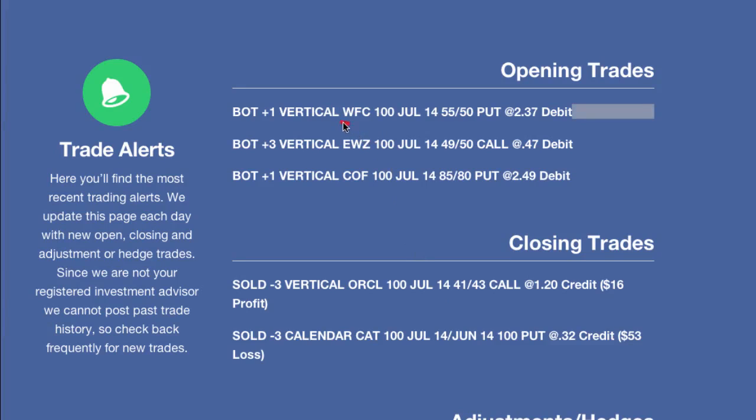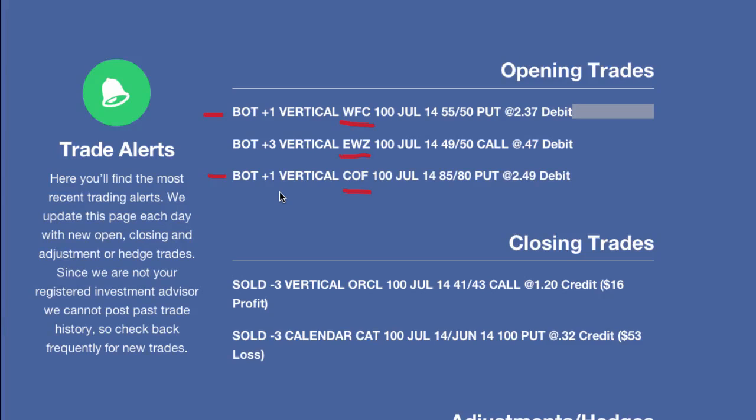So a lot of these trades today, WFC, EWZ, and COF, these are all very much the same style of trade. I mean, they're all debit spreads. And basically what we want to do is just play a little bit of directional movement in the market. Now, Wells Fargo, which is this one, and COF, which is Capital One, are playing the financials to the downside.